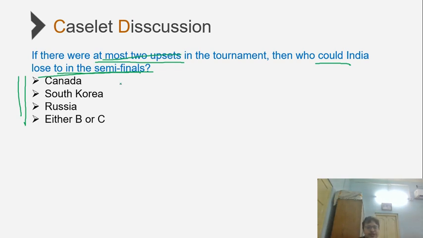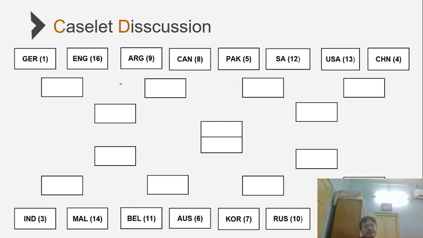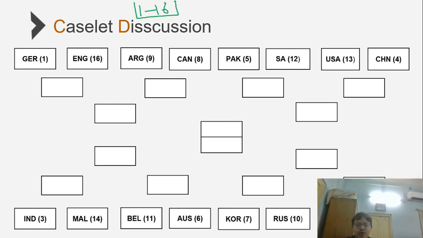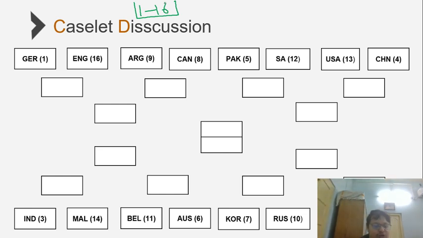So how do we do this? The first thing is getting the entire tournament layout, and this is the structure which every tournament of 16 teams follows. Doesn't matter what the sport is, whether it's football, tennis and so on, it always follows this structure.